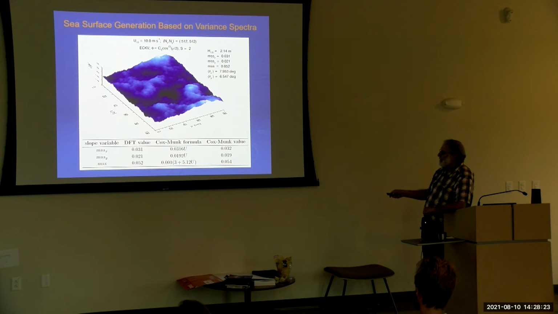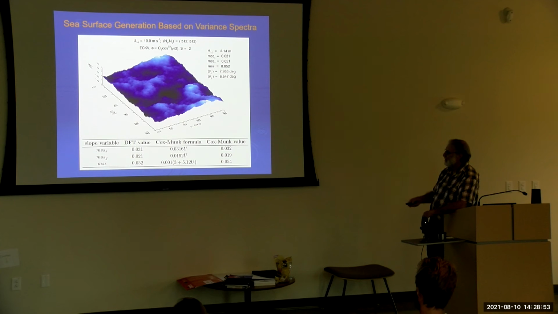So here's the mean square slope in the X direction, or along wind, and the mean square slope in the Y direction, or crosswind. The value for this particular surface right here was 0.031, and the wind speed was whatever, 10 meters per second. And the Cox-Monk formula is 0.036 times the wind speed, and it gives 0.032 versus 0.031, 0.021, blah, blah, blah. That's just Monte Carlo noise.